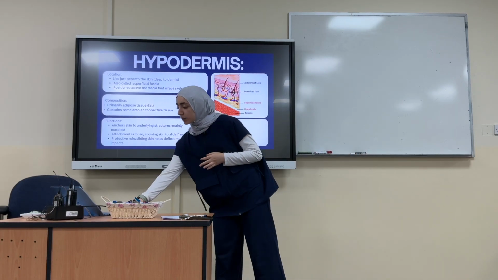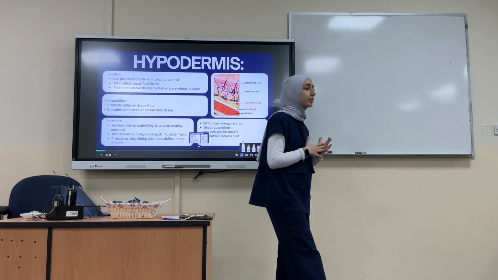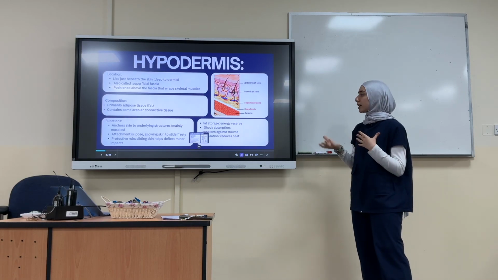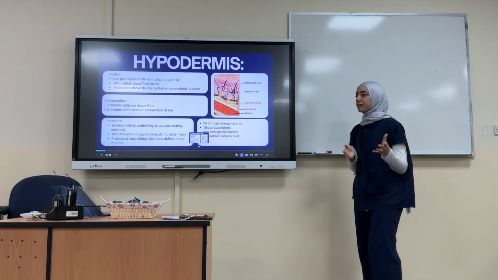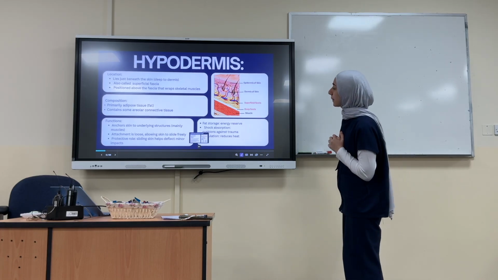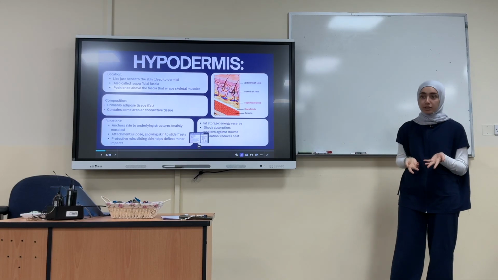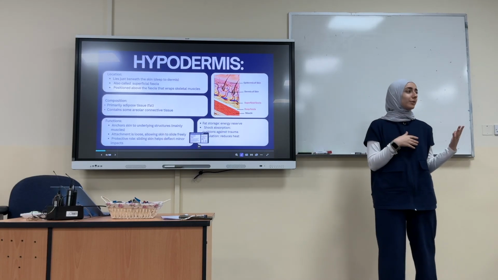Now, as you can see over here, we have many different functions of the hypodermis, one of which is fat storage. Fat storage, basically this becomes important in infants, and also this becomes prominent in people who are malnutritioned. Anyone has an idea why?